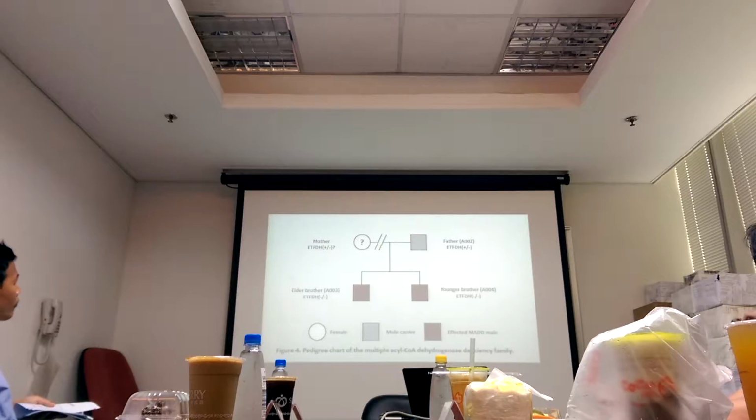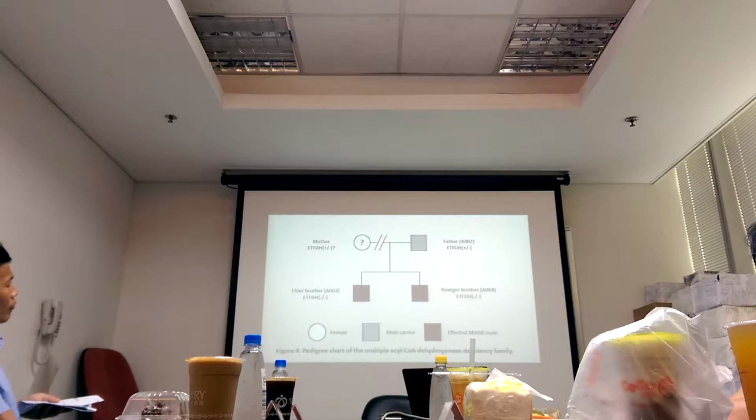Now, I will tell you about my patients again. So now we know that the patients have an ETFDH mutation. We have two patients with the ETFDH genotype, homozygous. One is the elder brother, I will call him A003. And this one is the younger brother, I will call him A004. And one is a carrier with a heterozygous ETFDH gene, so we will give the name A002.